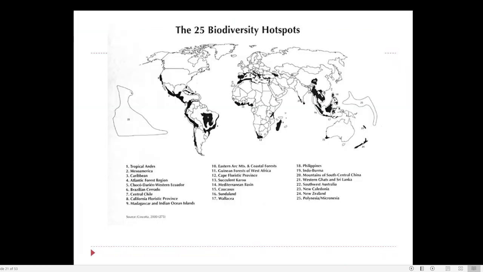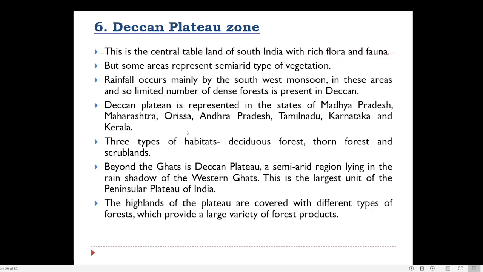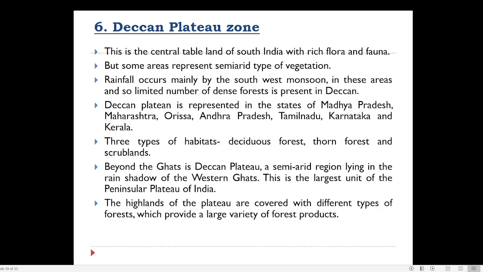So coming to the Deccan Plateau, we can see that it covers states like Madhya Pradesh, Maharashtra, Orissa, Andhra Pradesh, Tamil Nadu, Karnataka and Kerala. Even Wayanad is actually a part of the Deccan Plateau. Three types of habitats are there. Deciduous forest is there, thorn forest is there. See, this is the Deccan Plateau. You can see that a very large area is occupied by the Deccan region, a mountainous, tall area and tableland, which is known as the plateau.